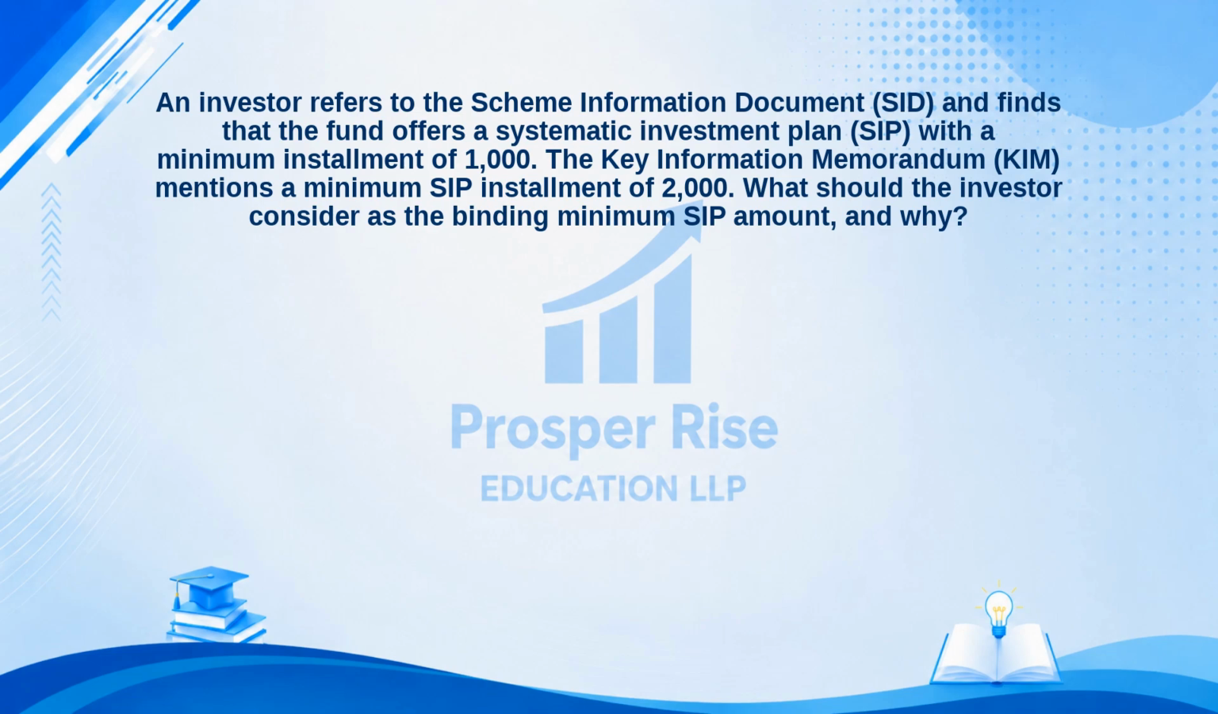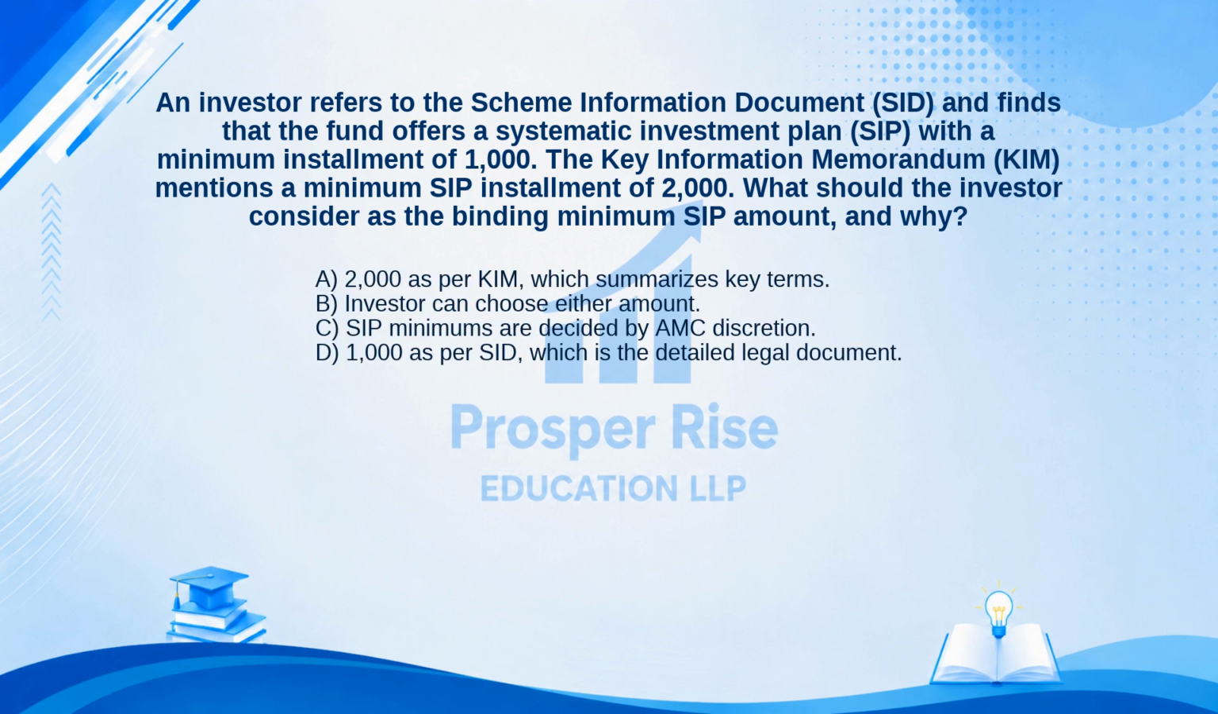An investor refers to the Scheme Information Document, SID, and finds that the fund offers a systematic investment plan, SIP, with a minimum installment of 1,000. The Key Information Memorandum, KIM, mentions a minimum SIP installment of 2,000. What should the investor consider as the binding minimum SIP amount and why? Here are your options.